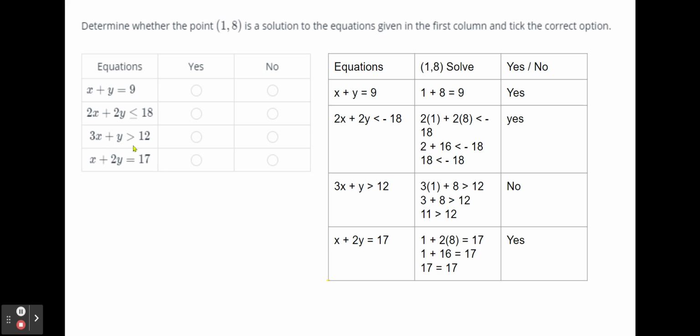For the equation 3x plus y is greater than 12, if x is 1 and y is 8, does that make this equation true? 3 times 1 is 3, plus 8. 8 plus 3 is 11. That is less than 12, so this is not true. Our answer is no. X plus 2y equals 17. If x is 1 and y is 8, it becomes 1 plus 16 is 17. 17 equals 17. Yes. The point 1,8 is a solution for that equation.